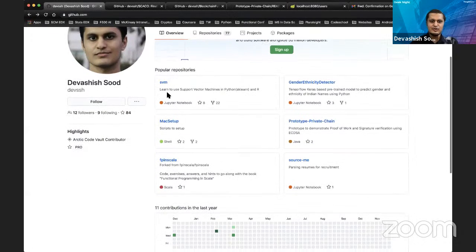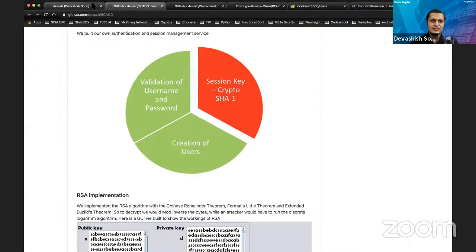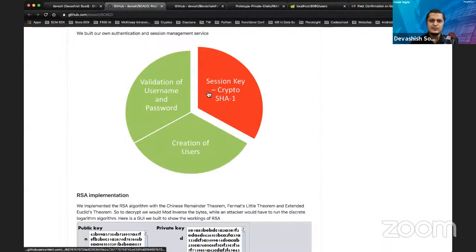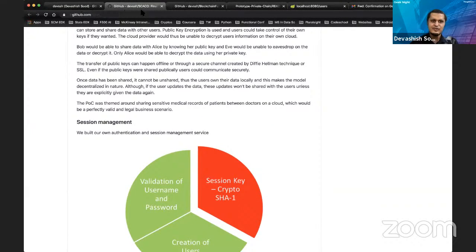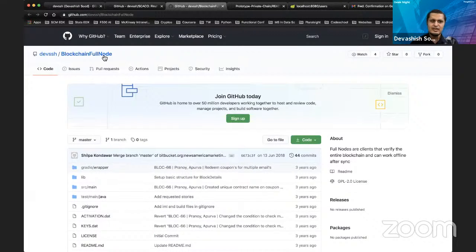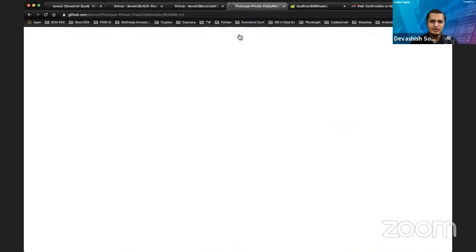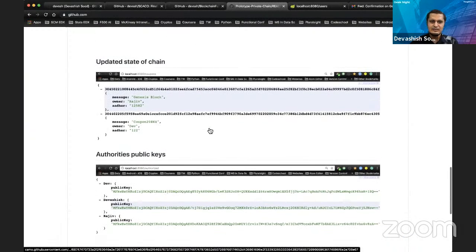This is my GitHub profile, github.com/devssh. There are some things there. For example, there's a project called SCASEO and a blockchain full node, which is in Java, the project that I was showing you. And there's a prototype chain.